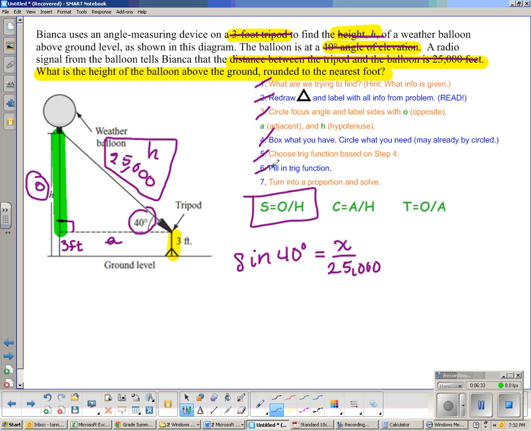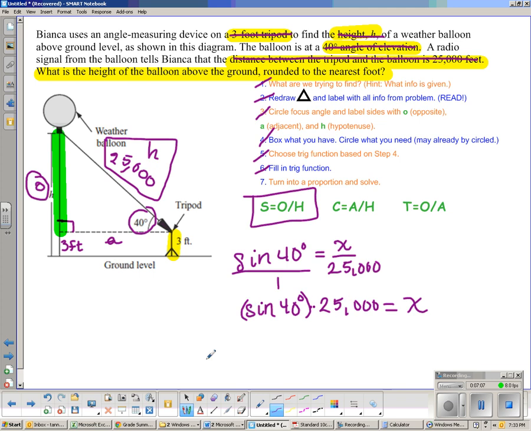Okay, step 7 says turn into a proportion and solve, which is going to be done by putting that trigonometric function over 1. Or the sine of 40 over 1. So we're now going to cross multiply the sine of 40 degrees multiplied by 25,000, and that's going to be equal to 1 times x, which is x.